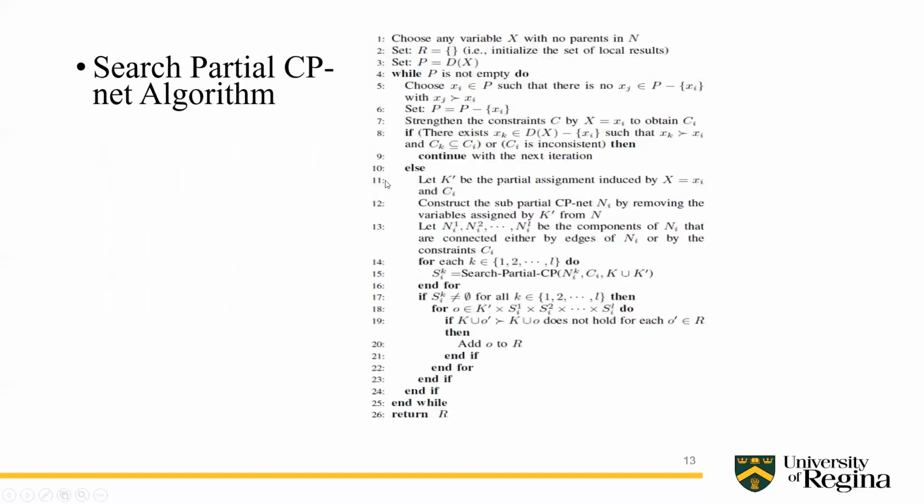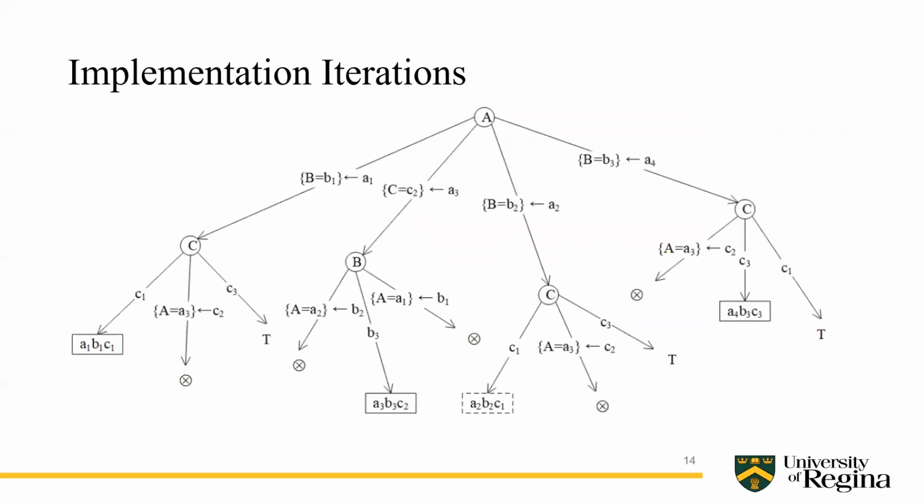And this is the snapshot of the algorithm. We have implemented this algorithm in Java to test with the generated data. This algorithm basically gives a tree, and this tree indicates how a Pareto optimal solution can be achieved. So as you can see, there is a possible solution A1, B1, C1, and there are some crosses over there and T.